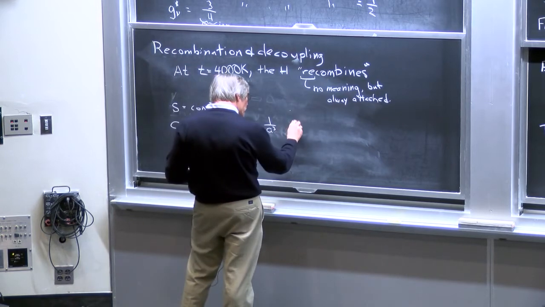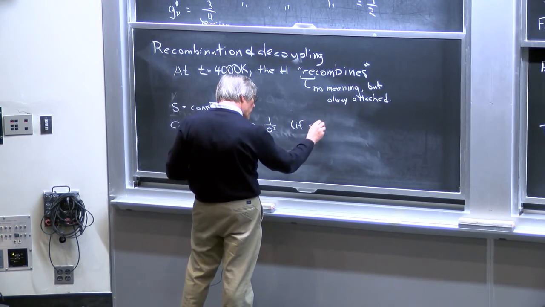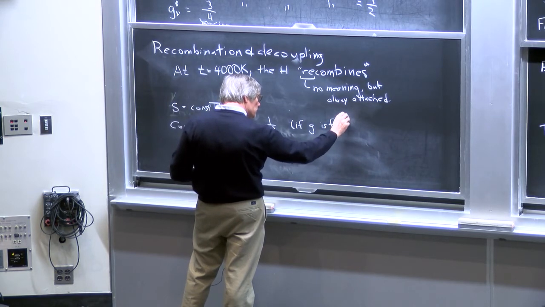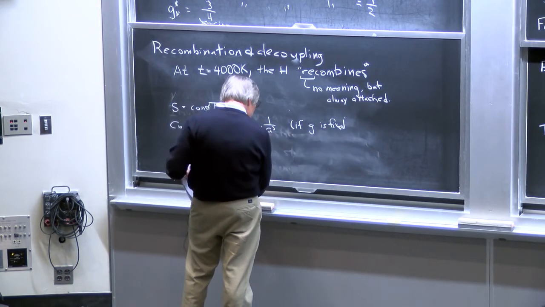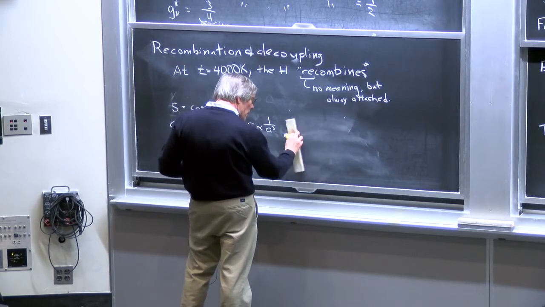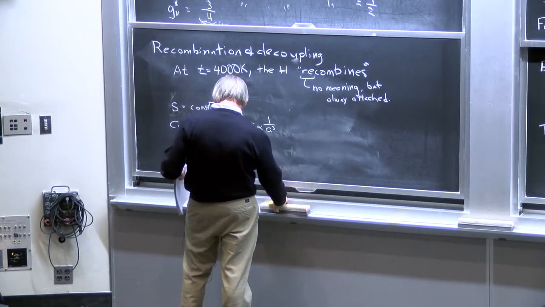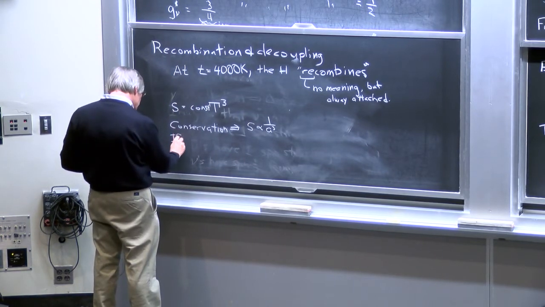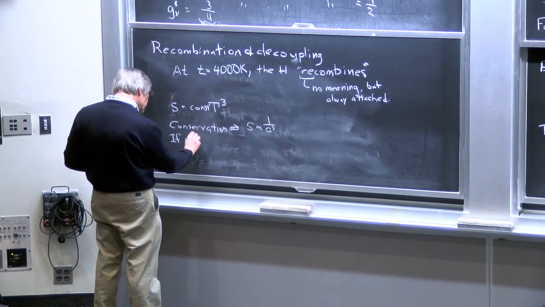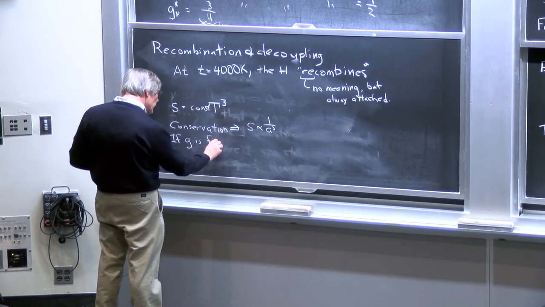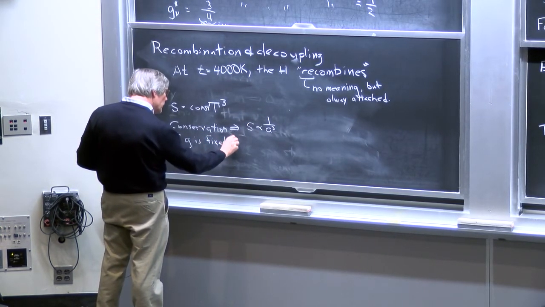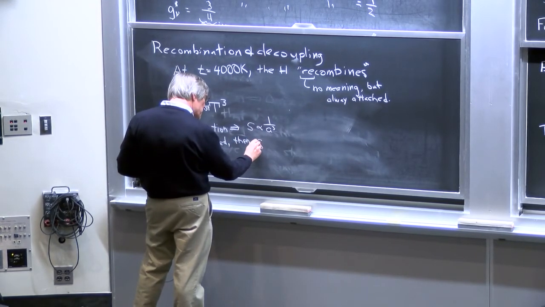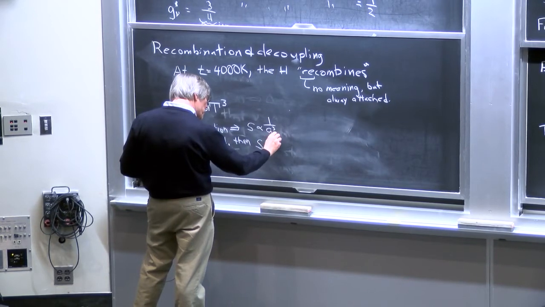Now, strictly speaking, this is only true if G is fixed. Actually, that's not right. It's always true. What I'm about to write next is only true if G is fixed. If G is fixed, then entropy density is proportional to the temperature cubed.